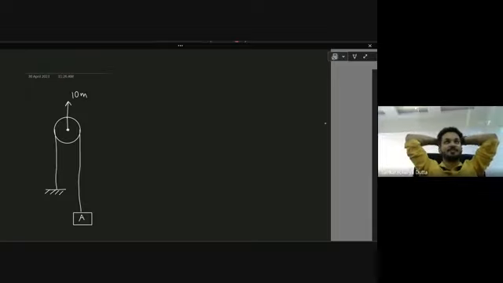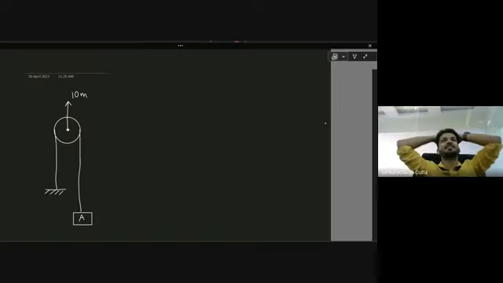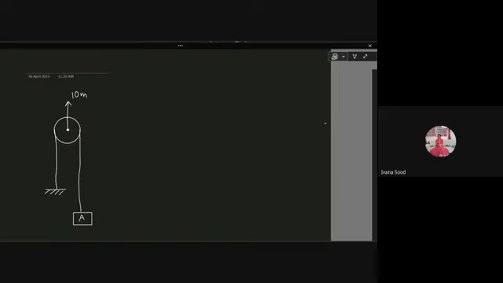Someone says 20 meters. So a quick question: how is the pulley moving when it's fixed from one end? The string is fixed from one end. The pulley is not fixed. It's only the string that is fixed at one end. The string can move along the pulley. The string is not attached to the pulley. It moves along the pulley. The pulley itself can move. The string is fixed on one end.